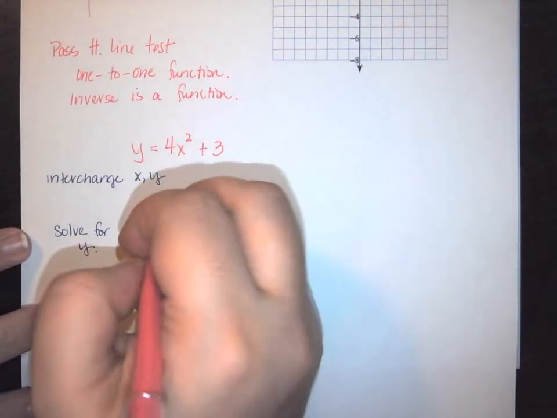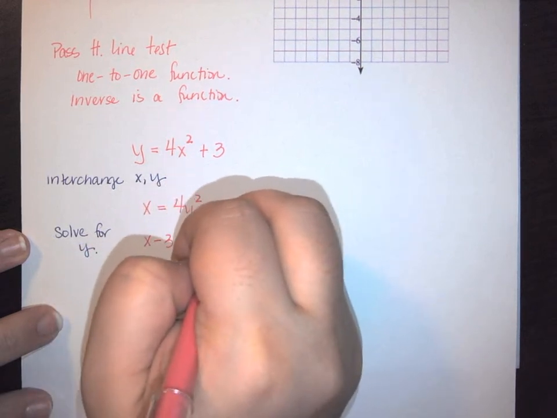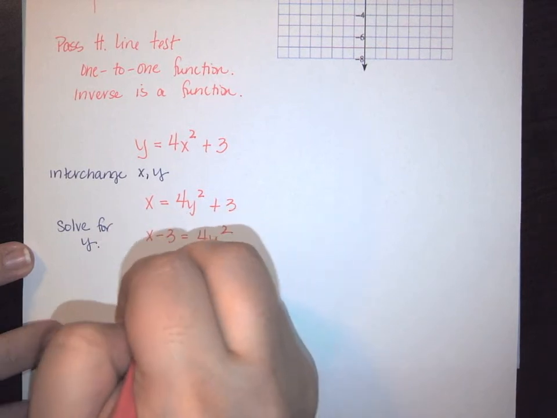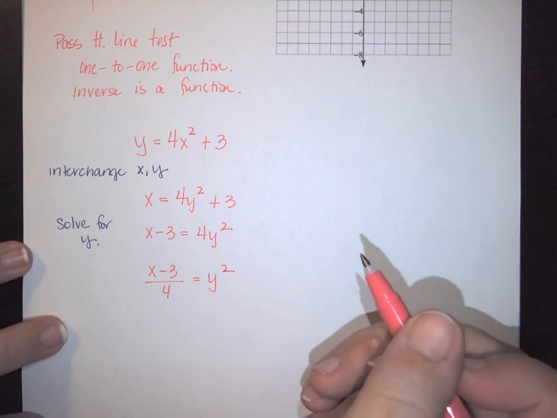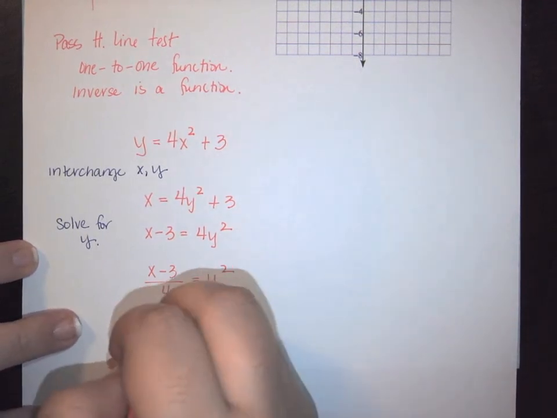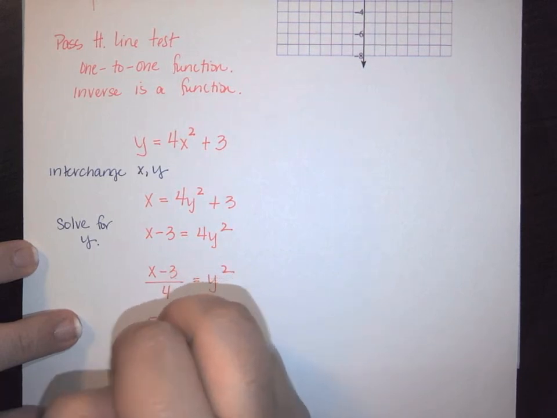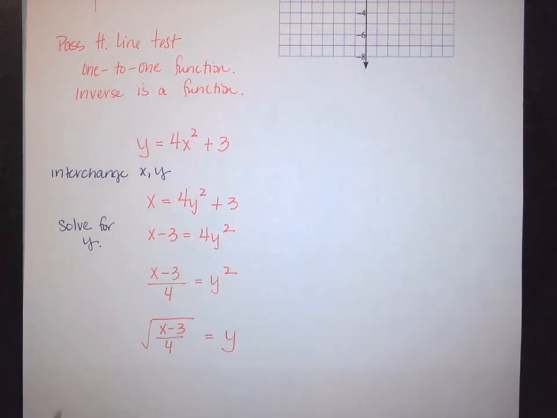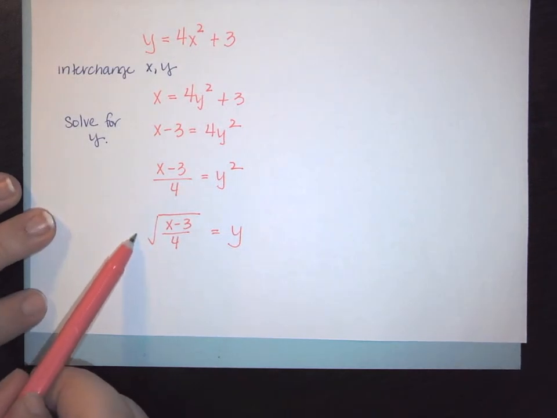So here I'm going to subtract that 3, so I have x minus 3 gives me 4y squared. Divide everything by 4, so I have x minus 3 all over 4 gives me y squared. So I have to take the square root. So this becomes the square root of x minus 3 over 4 equals y. Now, one of the things I want you to notice is that in general when we take the square root we always add plus or minus.